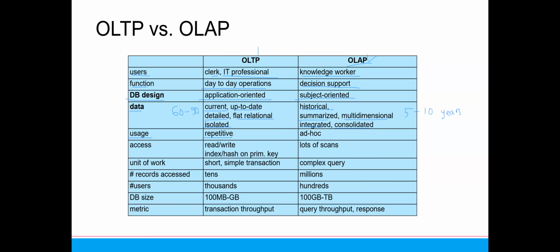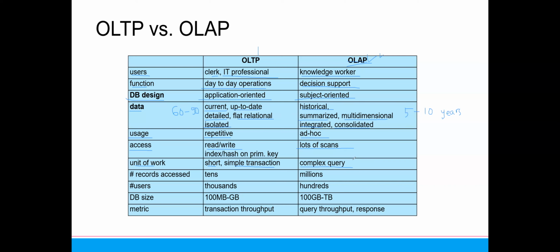The usage is repetitive on the OLTP, but the OLAP, it is ad hoc. So when you need it, then you will extract or you can access it. The access of the OLTP is read, write, and change, delete. But the access on the OLAP, a lot of scans. So you just need to query and read. The unit of work is short, simple transaction, modify, read, or delete. But in OLAP, you need to have a complex query.